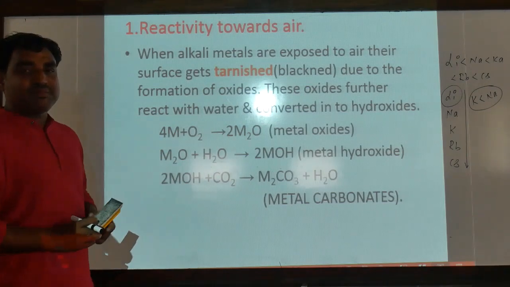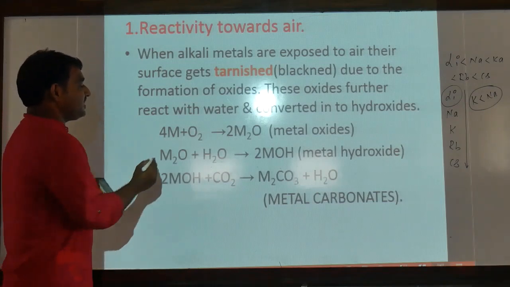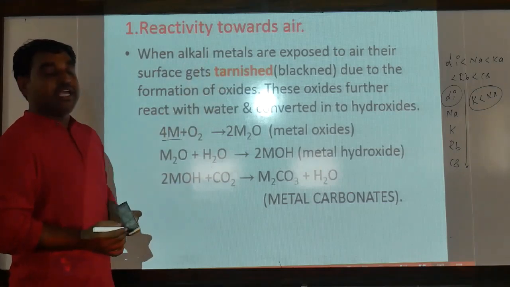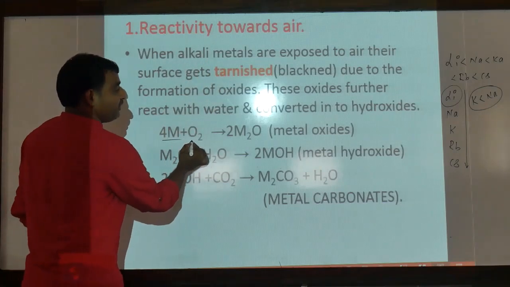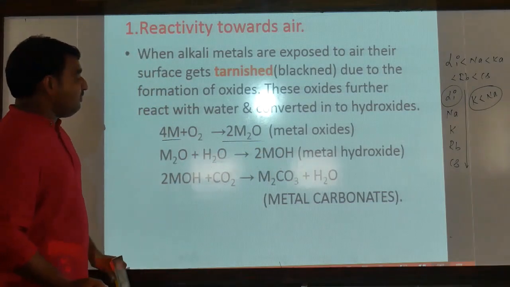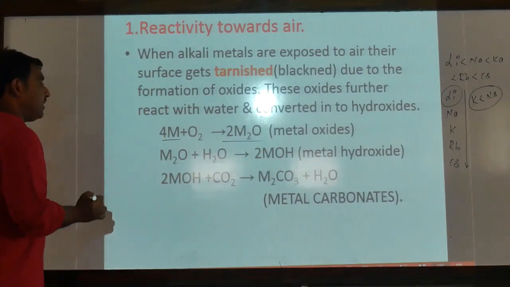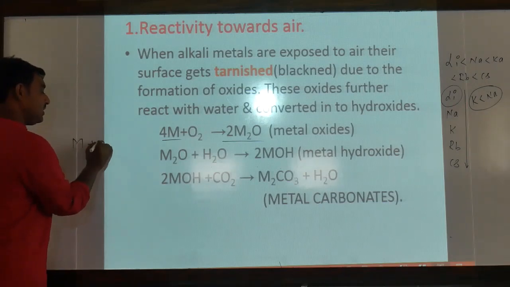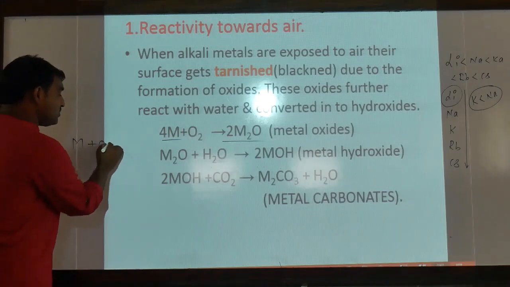Now we have written some examples regarding this. M in the sense here is metal. So metal reacts with oxygen, air containing oxygen, and that will form metal oxides. Here the first group element has an oxidation state of +1. So the metal has +1. Oxygen, O2, has a 0 oxidation state.